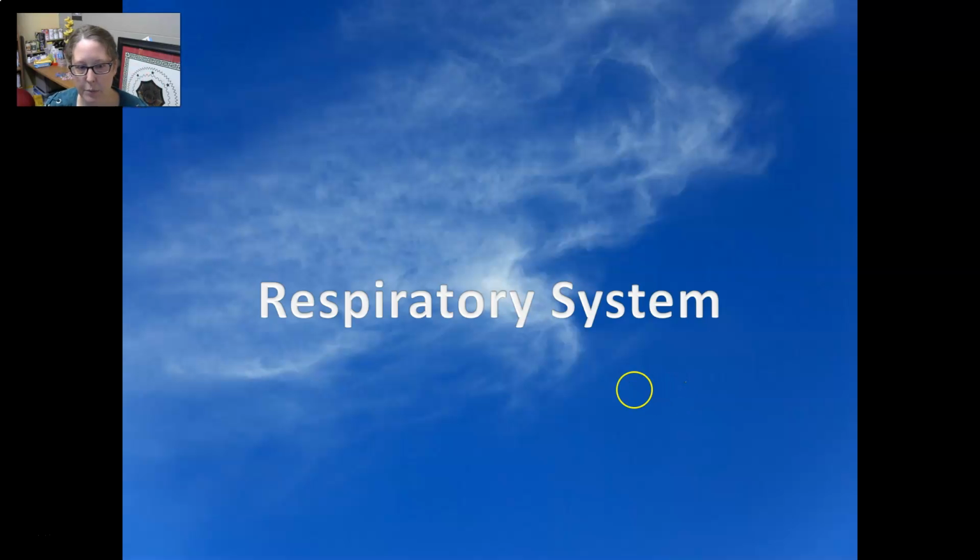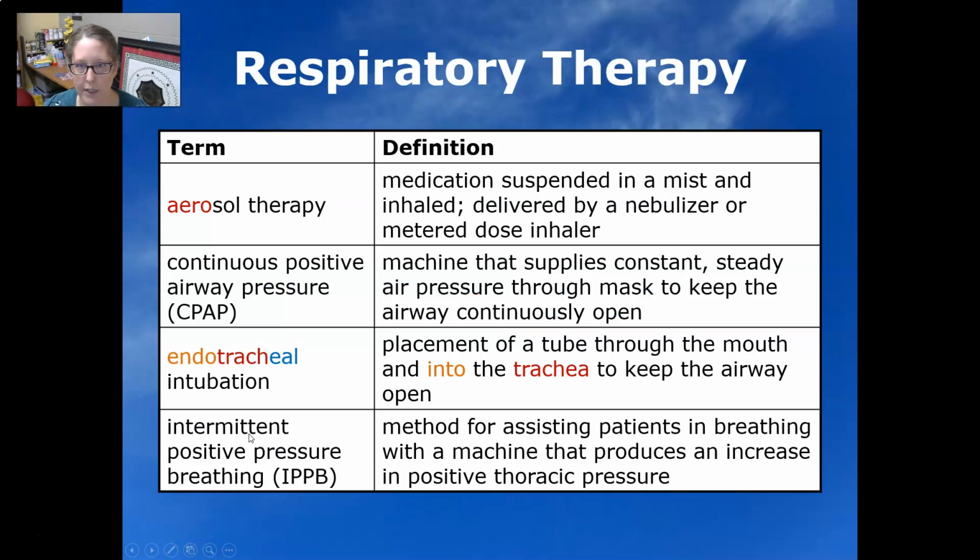We're going to look at therapeutic procedures for the respiratory system. Okay, so let's talk about respiratory therapy. An aerosol therapy is a medication that is suspended in a mist and inhaled. It is delivered by a nebulizer or a metered dose inhaler. Metered dose inhalers are the puffs. The nebulizer looks like a little pipe that emits mist that you breathe in.